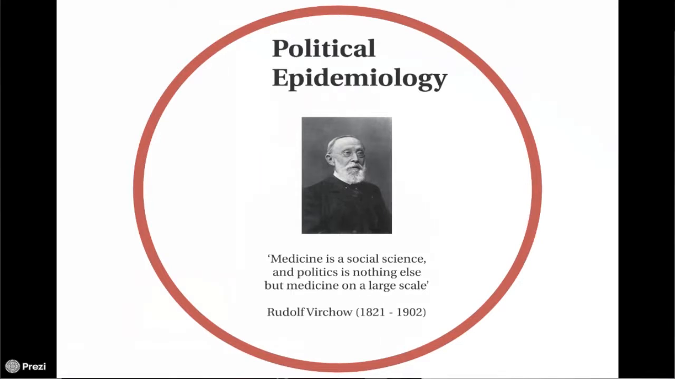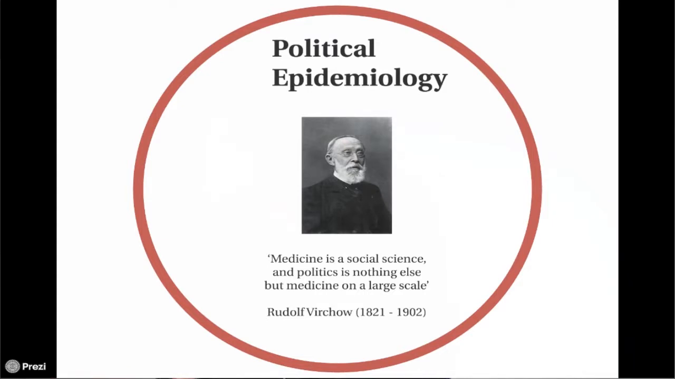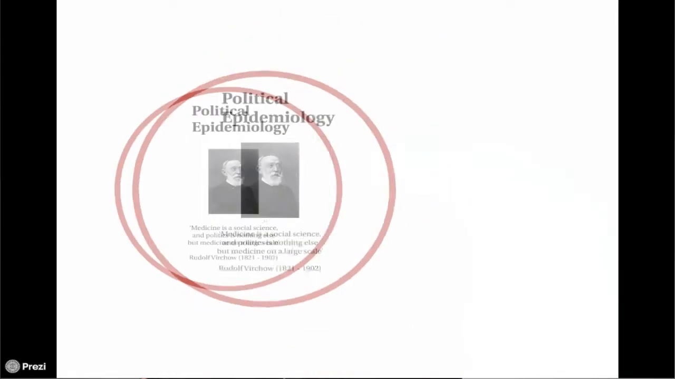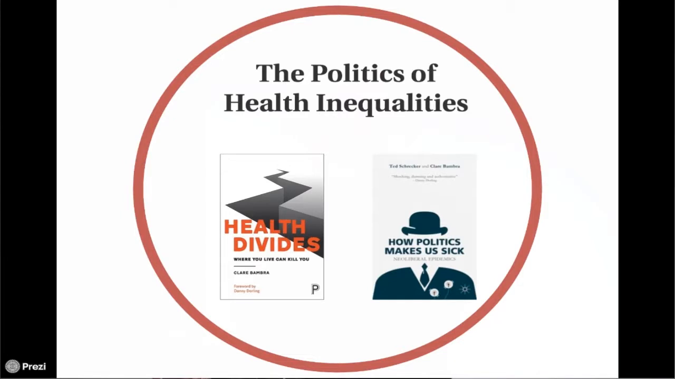Political epidemiology has a long history dating back to the 19th century, and people like Friedrich Engels and Rudolf Virchow were talking about the importance of political decisions and political actions in influencing population health. And of course, there's the famous quote from Virchow talking about how medicine is actually politics operating at a population level. I've done a lot of work in this field with other colleagues, Ted Schrecker, the Canadian. We've written some work together from a political epidemiology perspective.